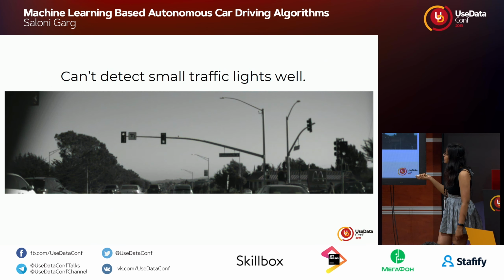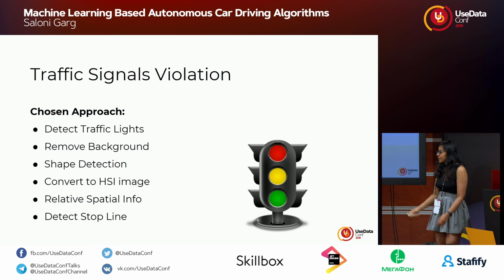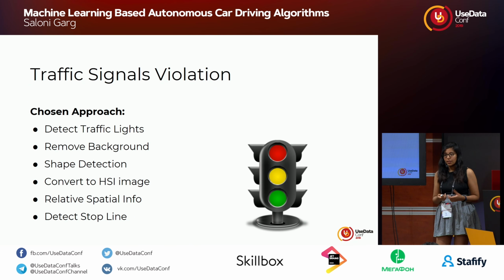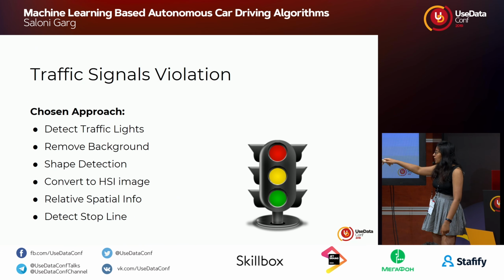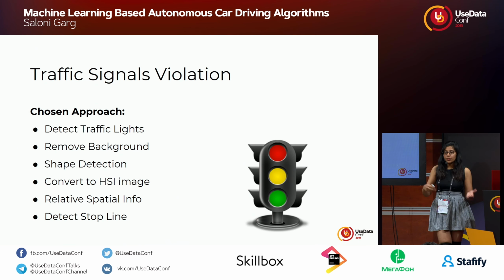This is an example. So the approach we finally chose for detecting traffic lights was image processing. We dropped the idea of using computer vision for this because it was not accurate. We removed the background, and then we detected the shapes, the circular shapes. And then we converted the image to an HSI image, that is hue saturation intensity. After converting it to an HSI image, we were able to detect which one of these is active. Like currently, is it red, or yellow, or green?